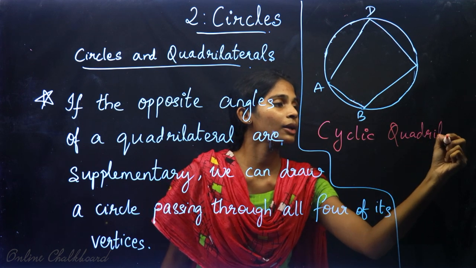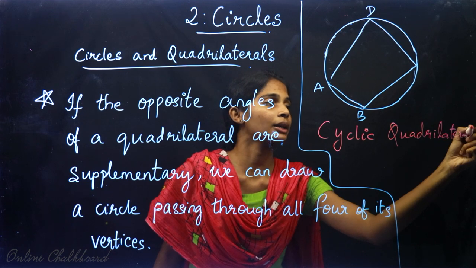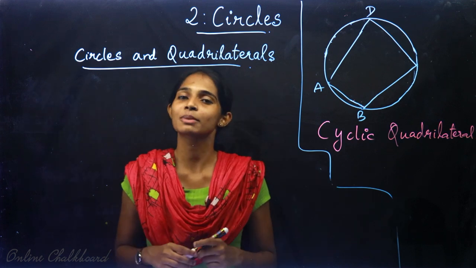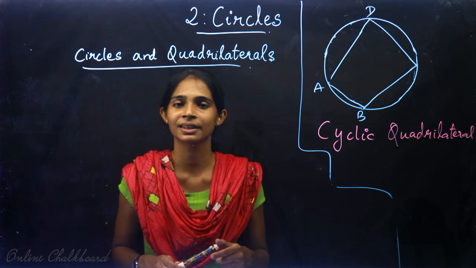Now, we have this term in this chapter, in this exercise. So, can you give me some examples of cyclic quadrilateral?